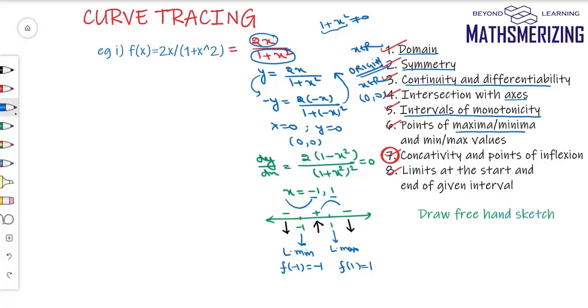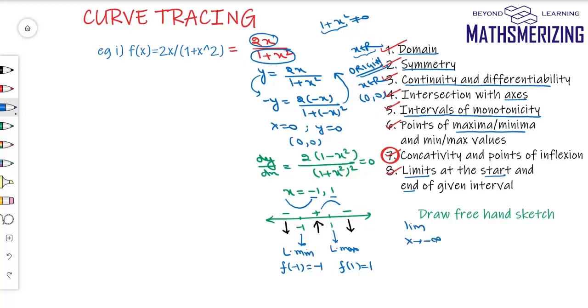Now for this graph, I actually don't need concavity and points of inflection. So I'll skip step number 7. I'll straight away go to step number 8, which is to find the limits at the start and end of the given interval. Now domain of this function is x belongs to R. So this graph, it will start from minus infinite. So I'll find this limit.